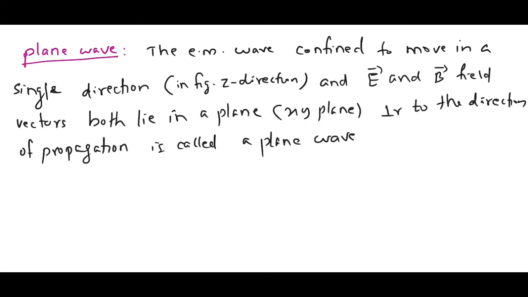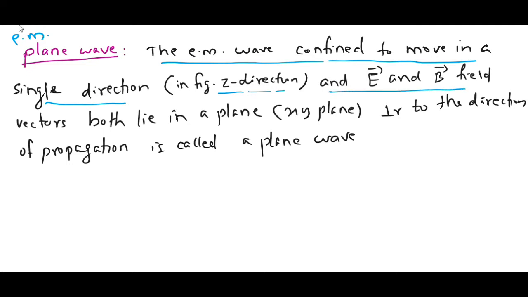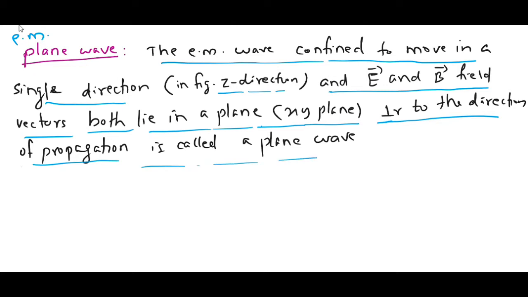Okay, that is the definition of the electromagnetic plane wave. That is an EM wave confined to move in a single direction, that is, we have discussed along the z direction, and electric and magnetic field vectors both lie in a plane, that is xy plane in the figure. That plane is perpendicular to the direction of propagation. Then that electromagnetic wave is called an electromagnetic plane wave. Okay, now let us proceed.